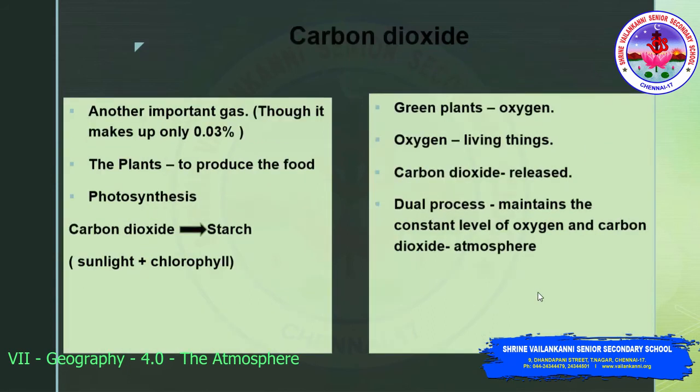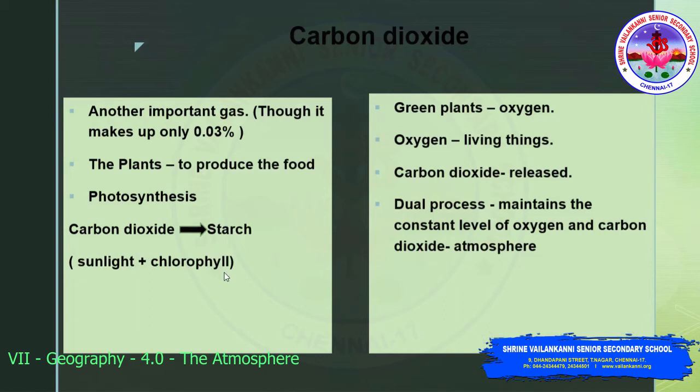The next is carbon dioxide. As we saw in the pie chart, carbon dioxide is present only about 0.03% in the atmosphere, but it is said to be another important gas. The green plants need carbon dioxide and water to produce food. They take in the carbon dioxide and convert it into starch in the presence of sunlight and chlorophyll. This process is called photosynthesis.